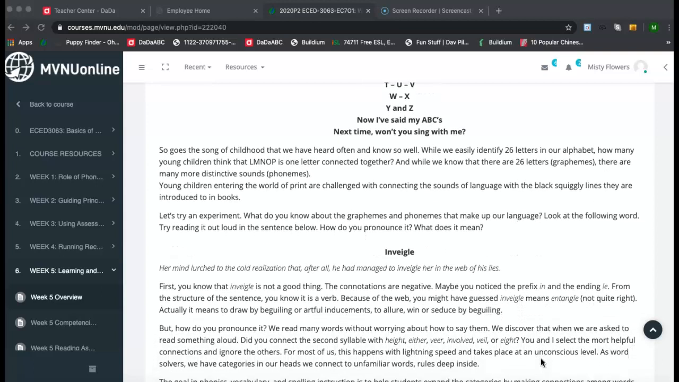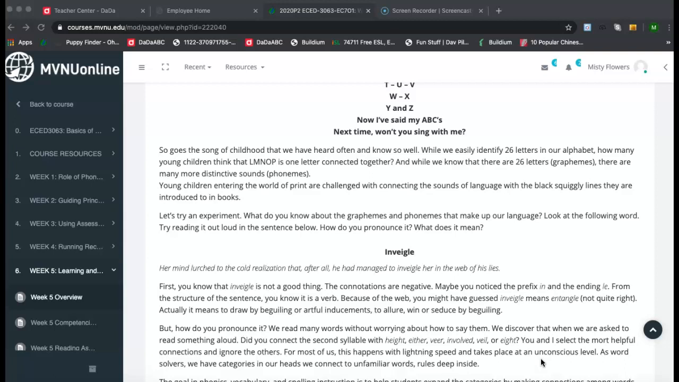How do we pronounce that word? Many of the words we read, we just read them. We don't even think about pronouncing them correctly. Sometimes when we are asked to read something aloud, that's when we make those connections.